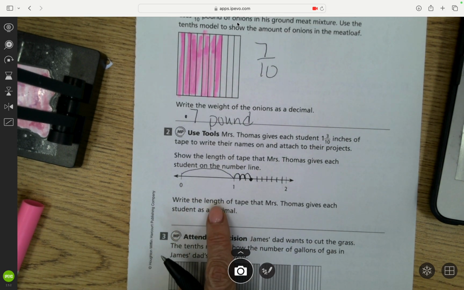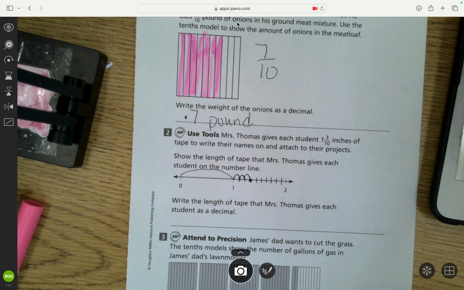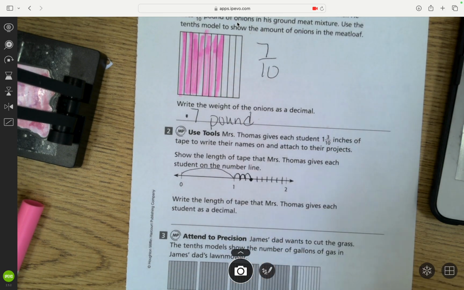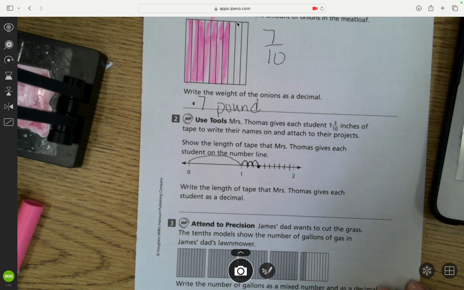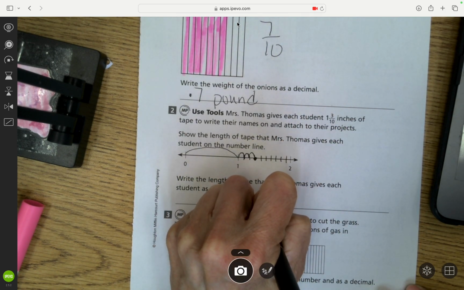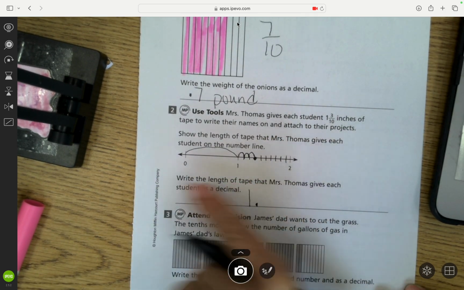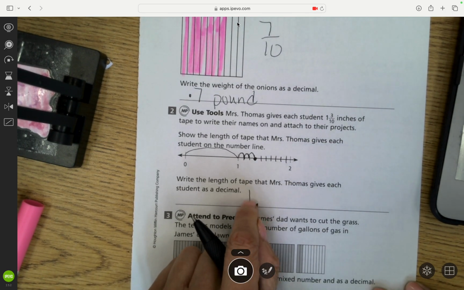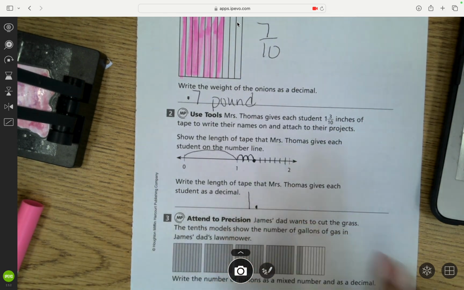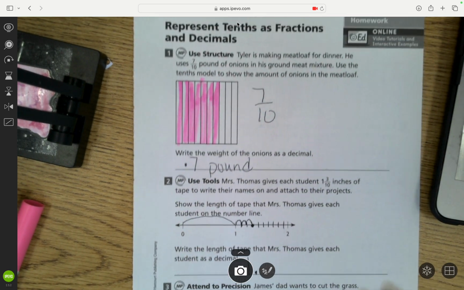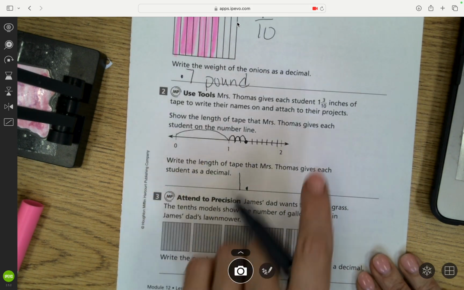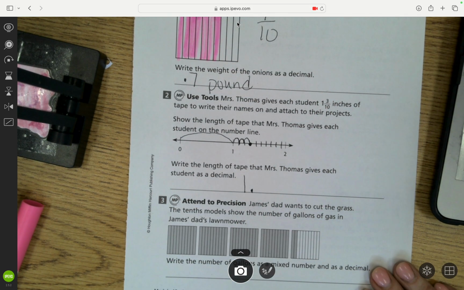Now, write the length of tape that Mrs. Thomas gives each student as a decimal. All you need to do is write 1 3/10 as a decimal. I'm going to start you off, but I'm not going to finish. It's going to be 1, because that's my whole. Anything to the left of the decimal, that's my whole. So this is the ones place here. Okay? Point. How can I write 3/10? And remember, look at this one. If that's 7/10, how do we do 3/10? What would come after my decimal?